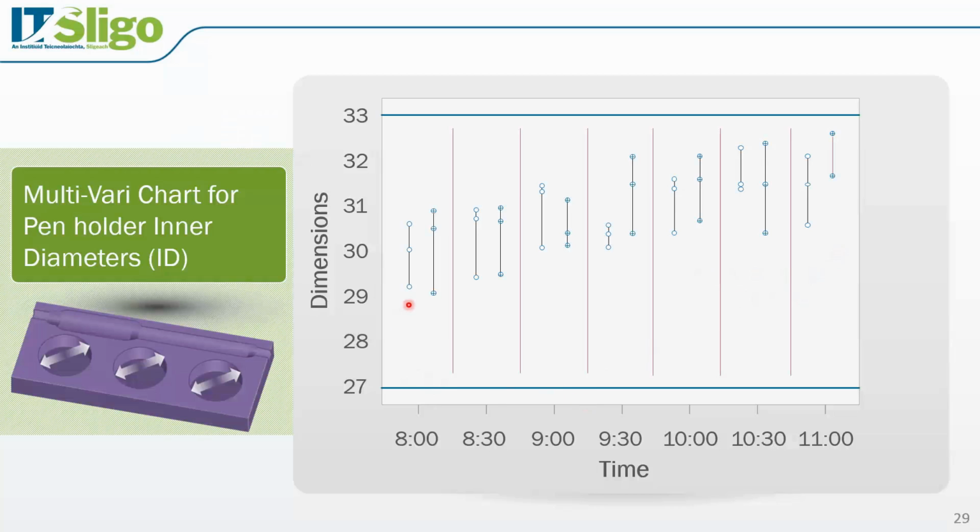Now what we see happening here is that the diameter is tending to increase over time. The within-piece variation is not significantly increasing, but we see that the inner diameter of all of them is tending towards the upper spec.